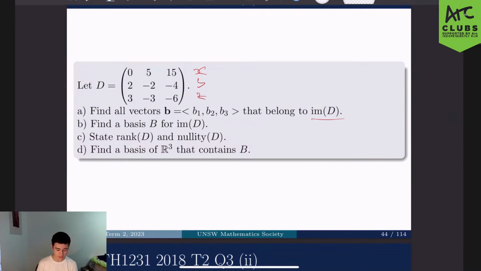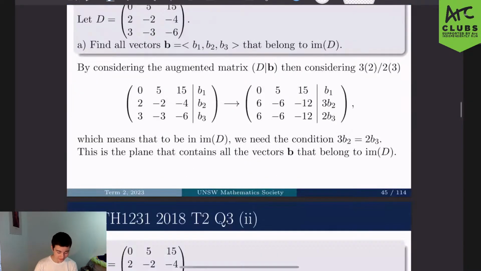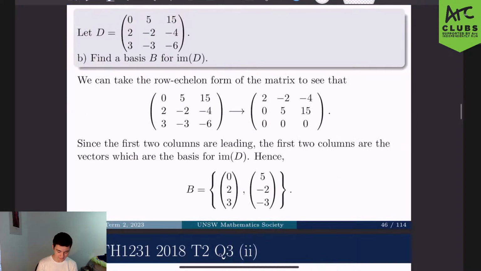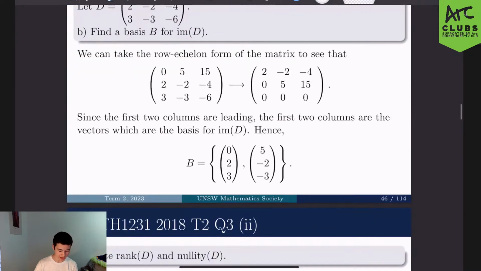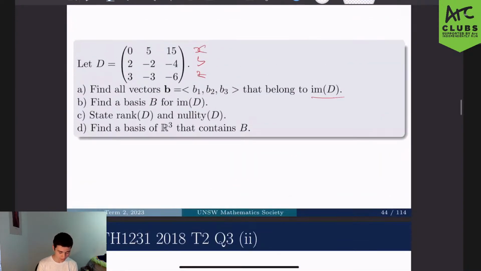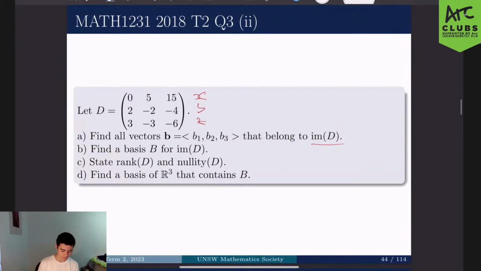To find a basis, we're going to find linearly independent vectors which construct it. As for rank and nullity, by finding the basis we can find the rank, because that'll just be the number of vectors in the basis. Then nullity will be our dimension 3 subtracted from our rank.